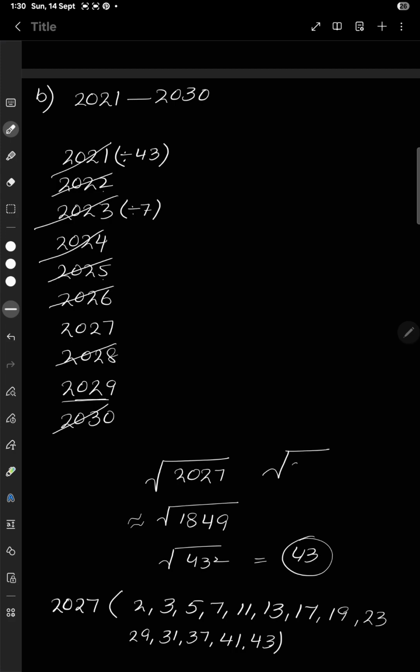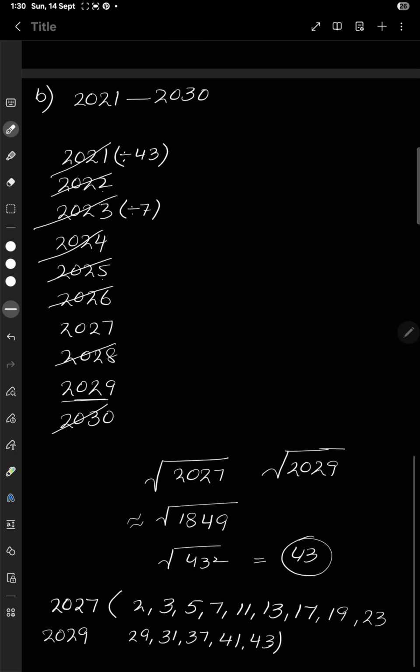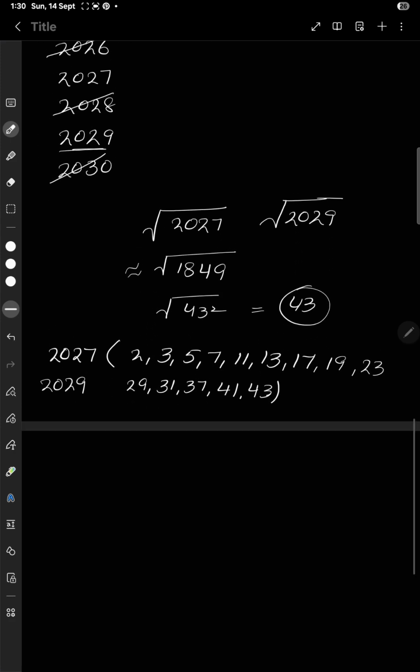This number is 2029. When I check 2029 as well by all these prime numbers, these two numbers, 2027 and 2029, are not divisible by any of them: not 2, not 3, not 5, not 7, not by any of these numbers. So it proves that 2027 and 2029, both of these numbers, are prime numbers.